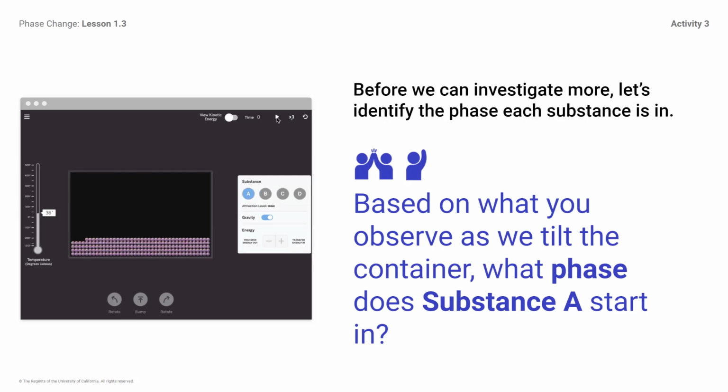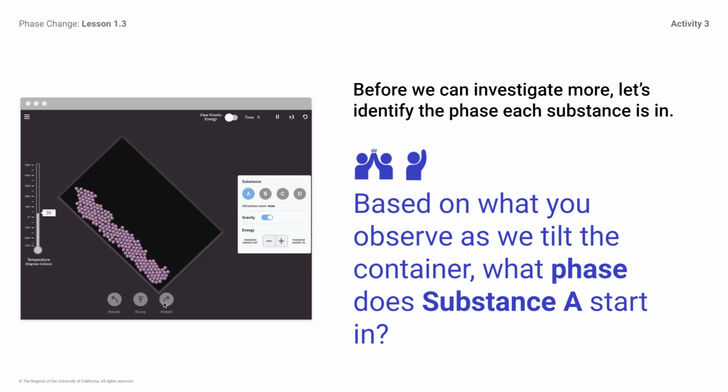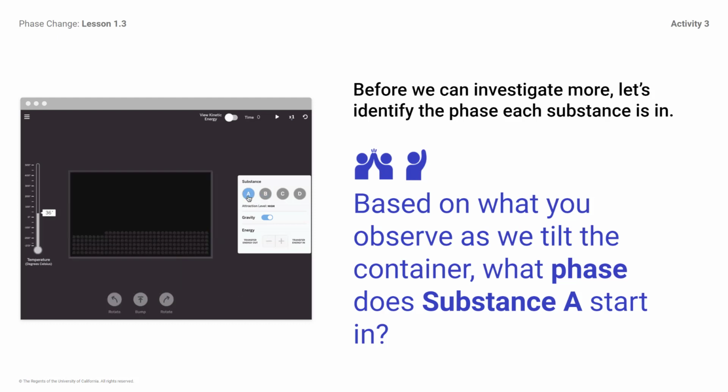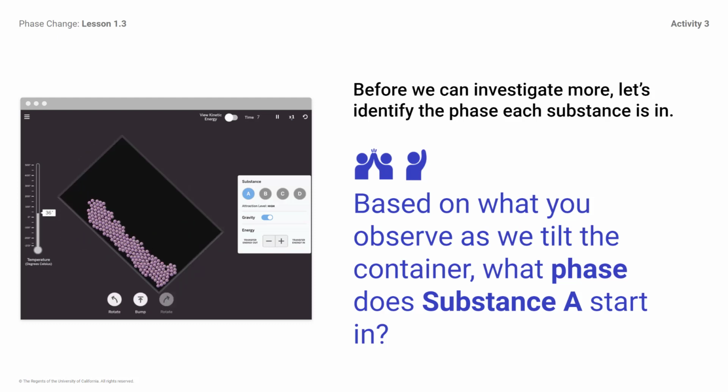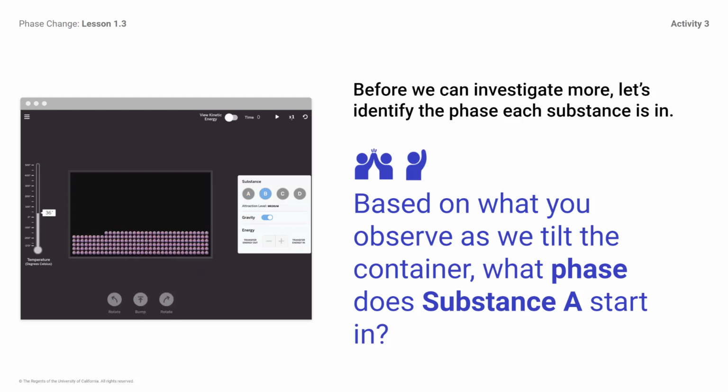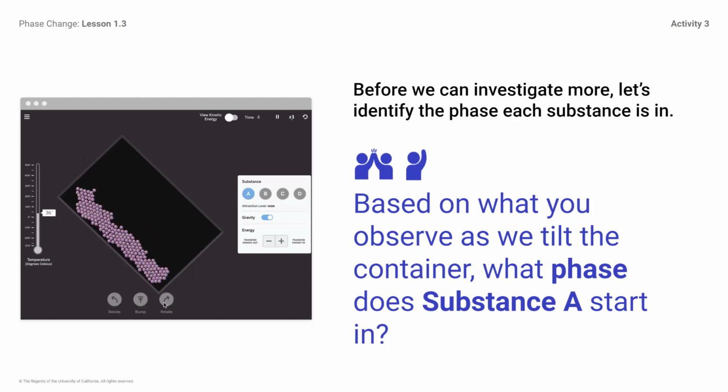Before we can investigate more, let's identify the phase each substance is in. Based on what you observe as we tilt the container, what phase does substance A start in? You might respond, substance A likely starts as a solid because it keeps its shape and does not fill the container when it is rotated.